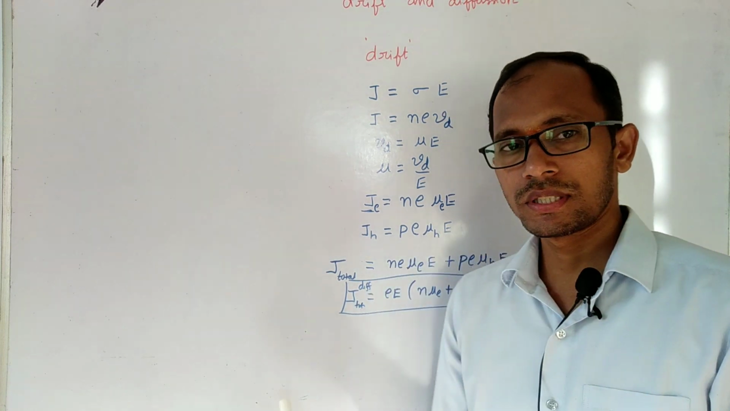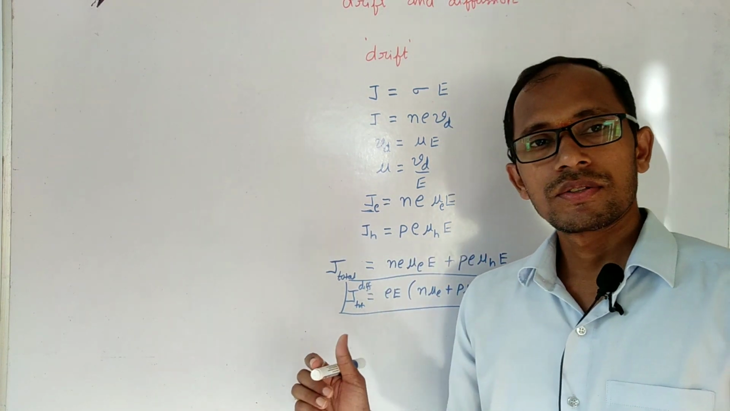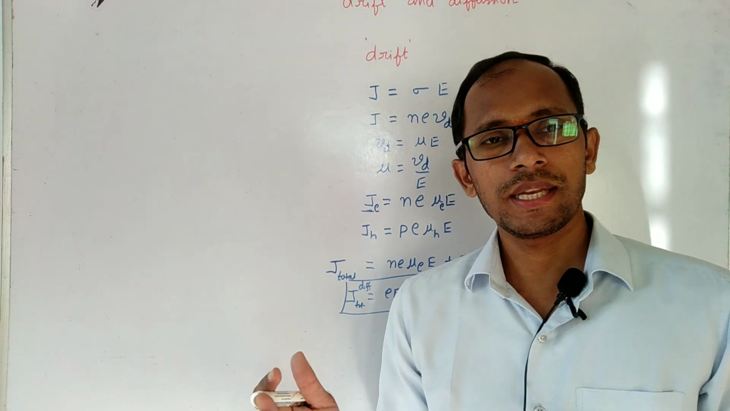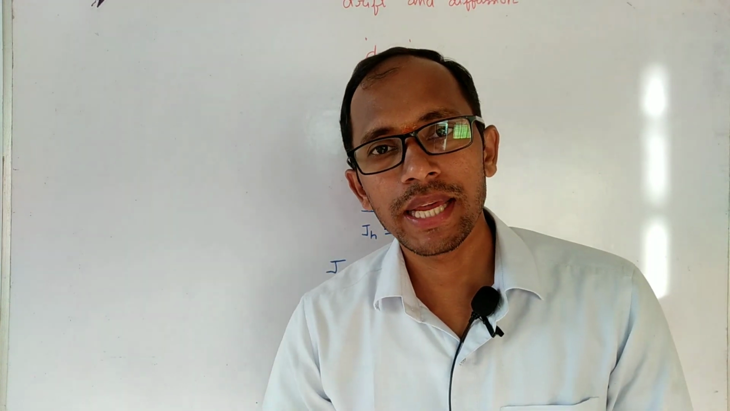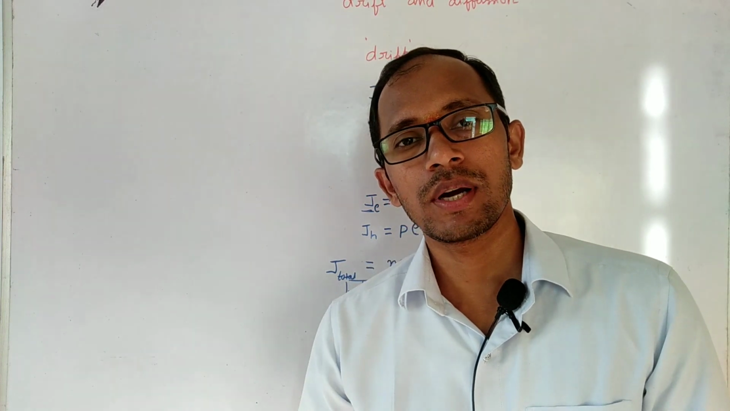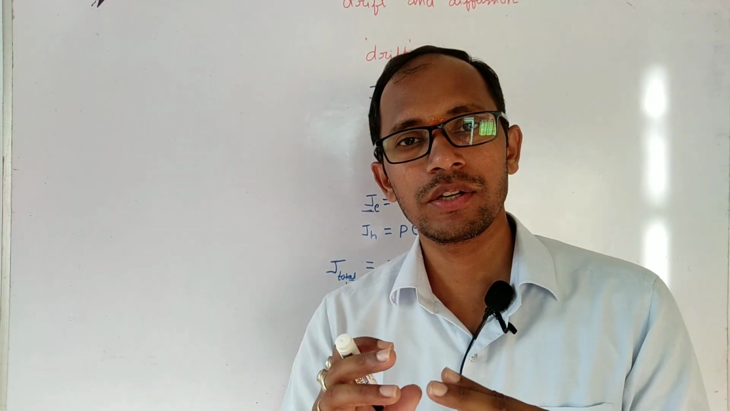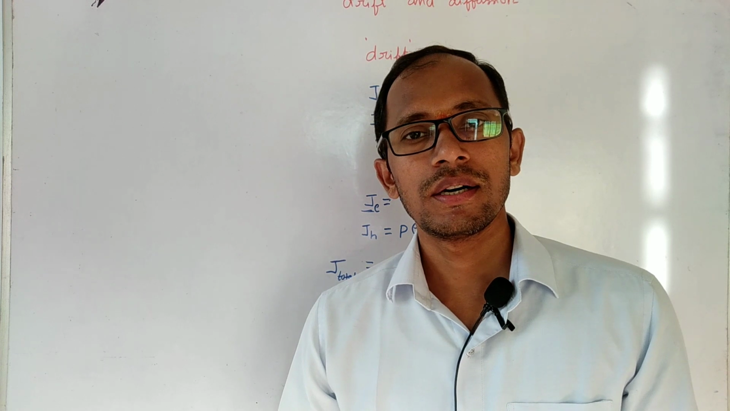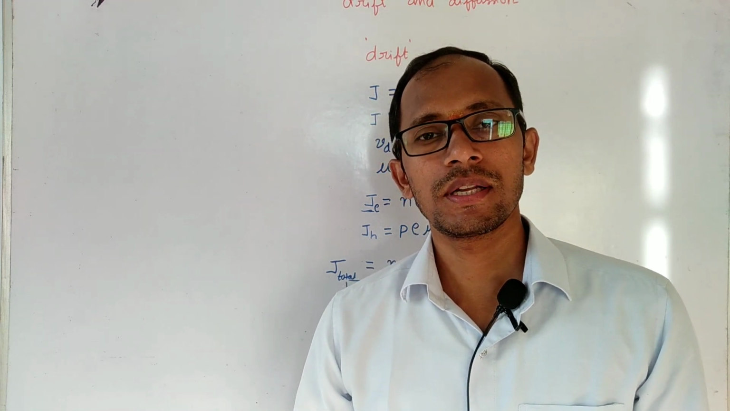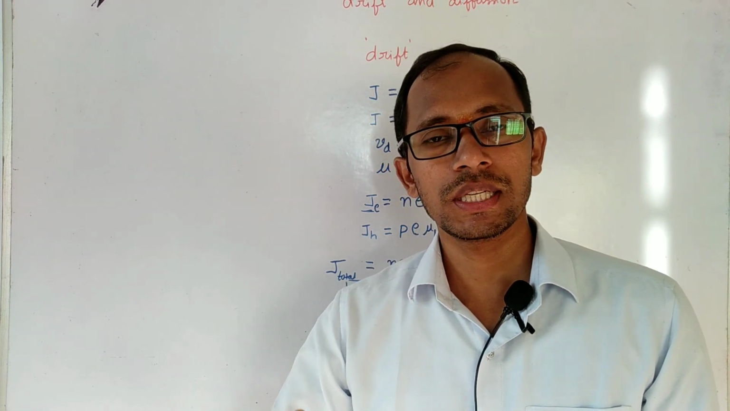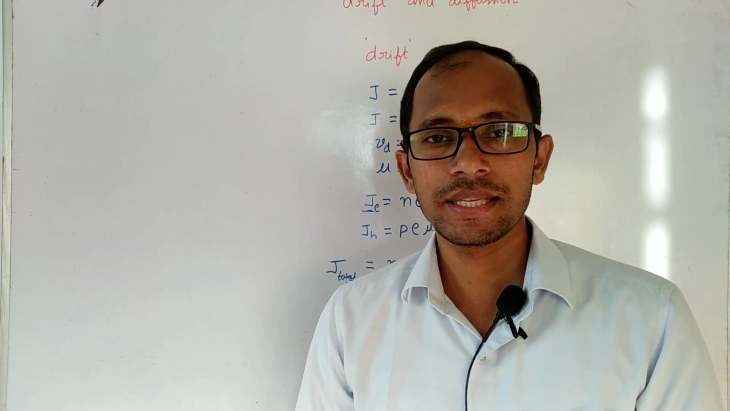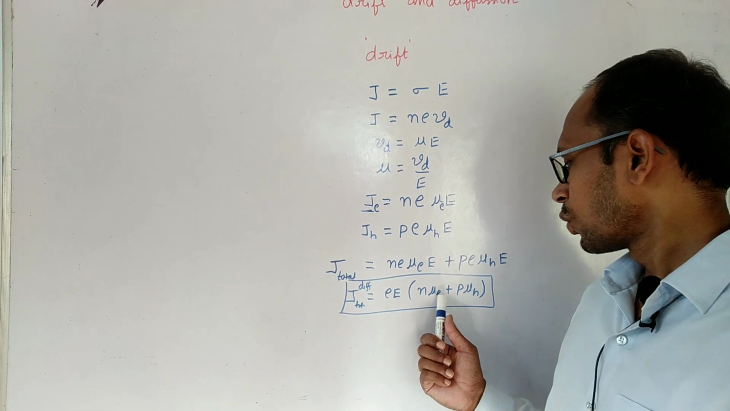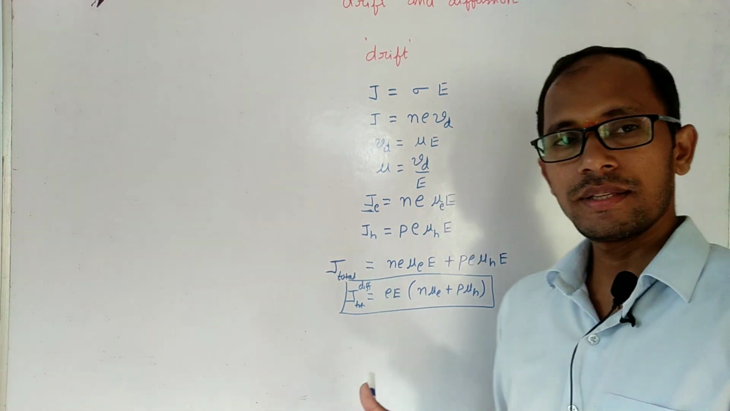Now this is about drift current. Once again I am repeating, drift current means whenever you apply an external electric field, the charge carriers, holes or electrons, try to move towards the positive terminal or negative terminal of the battery, so that current passes in the circuit, in the material. That current is called drift current. Due to the two charge carriers, the total drift current is like this.